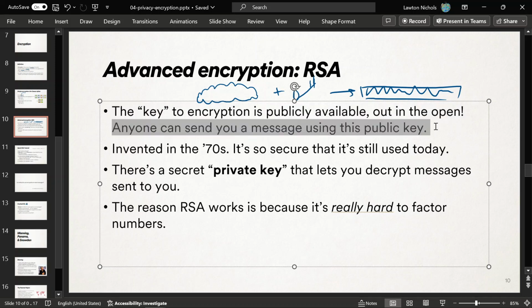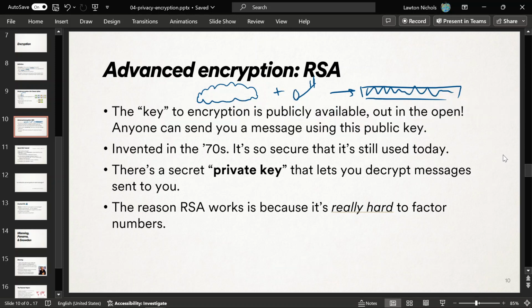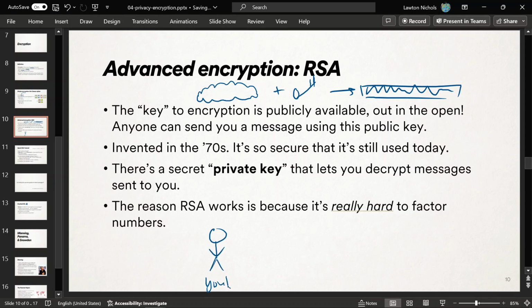Okay? So if somebody wants to send you a message, you give them your public key, and they'll encrypt it back to you. So here's the setup. Here's you, and here's the sender of a message, a secret message to you. So they want to send you a message, and so first you're going to tell them your public key, and you can just say that out in the open with anybody allowed to listen. Totally fine. So you give your public key to the sender and anybody else, whoever wants it.